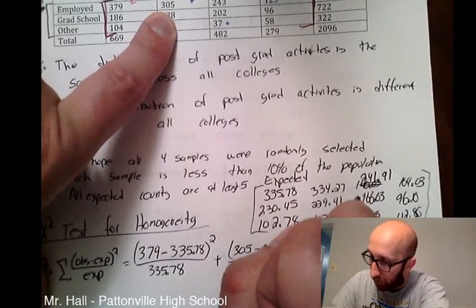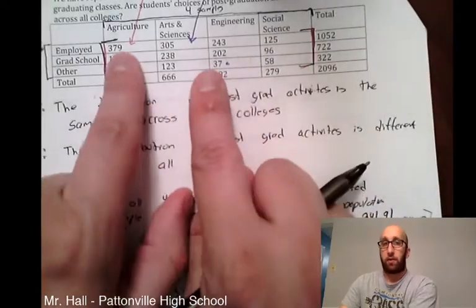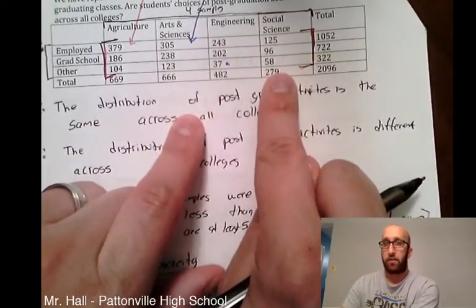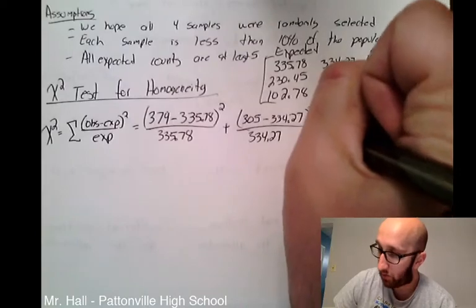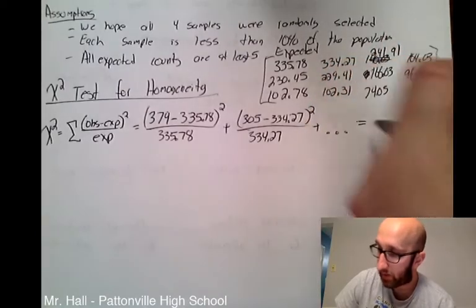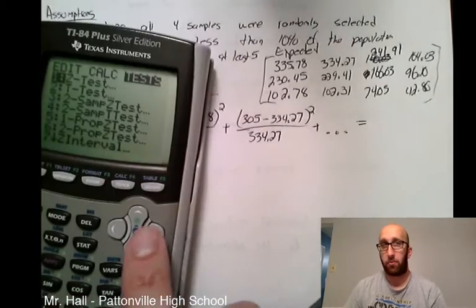Divided by 334.27. Now, if I was writing this all out, I'm going to have to write out 1, 2, 3, 4, 5, 6, 7, 8, 9, 10, 11, 12 calculations there, which is a lot of writing. I've demonstrated at this point that I know what I'm doing, so I'm going to do a plus dot dot dot, and then I'm going to let my calculator take over the rest of the work from there.